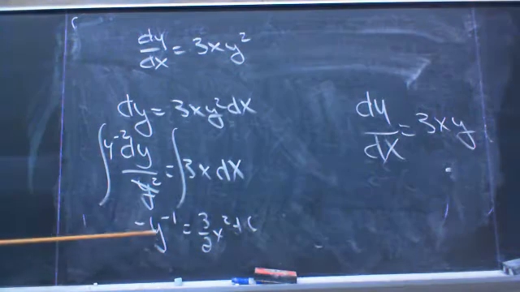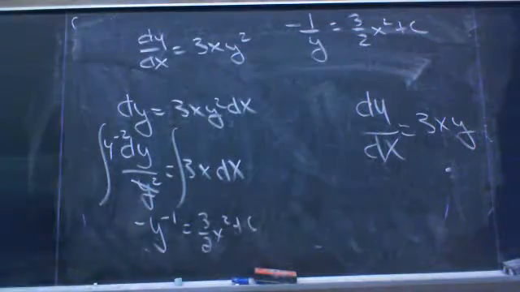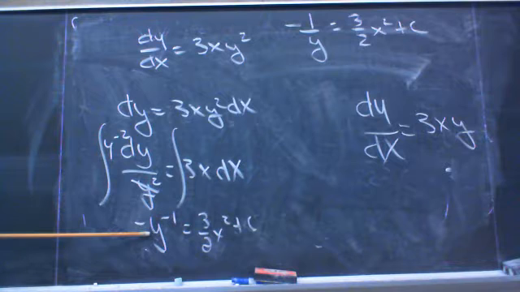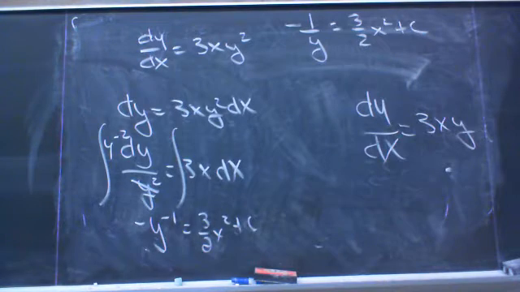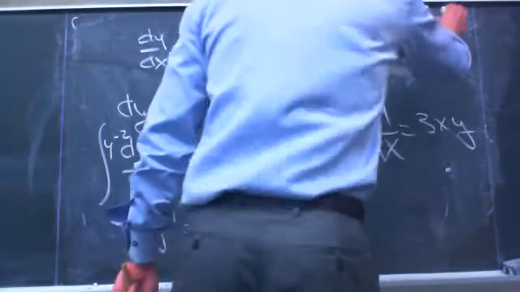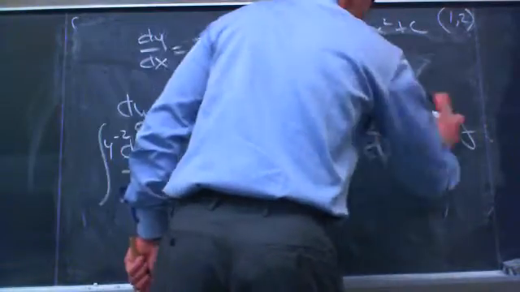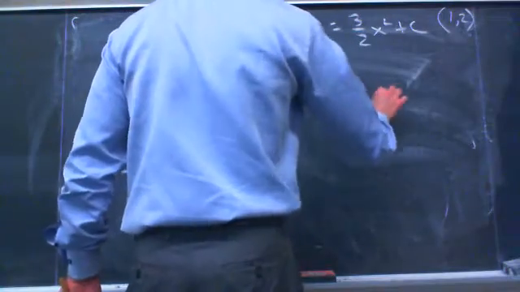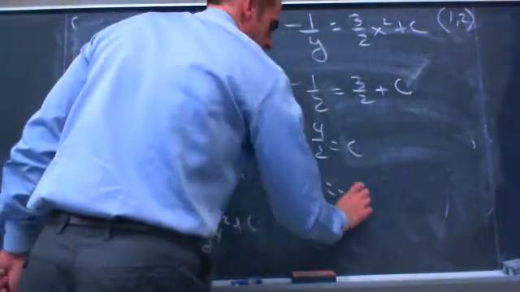Remember not to evaluate any negative exponents. So make that negative 1 over y equals 3/2 x squared plus c. Okay? Because when you increase that power by 1, you get negative 1, divide by the new power. Increase it by 1, which is 2, divide by the new power. And then whatever c is, or whatever the particular point is, maybe it's 1, 2. If x is 1 and y is 2, then I'd get negative 1/2 equals 3/2 plus c.